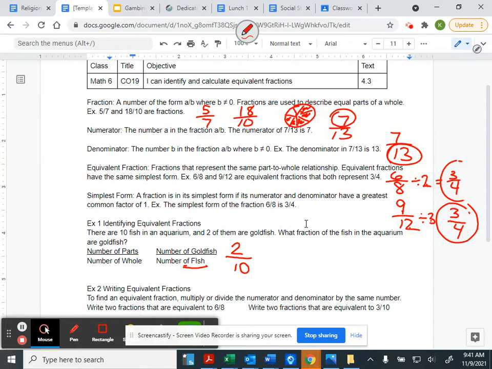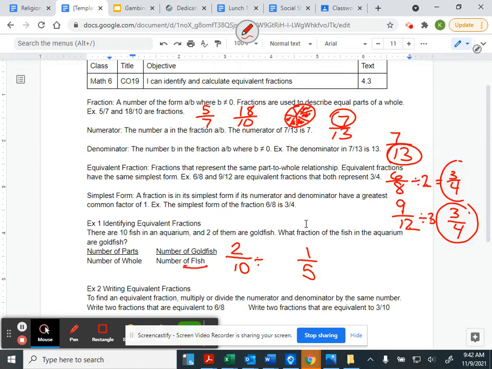So always remember, the numerator is how many you actually have, how many parts you actually have. Denominator is how many possible, how many fish were there altogether. So what would be an equivalent fraction to that 2/10? Can anybody tell me what an equivalent fraction to 2/10 might be? Penelope, 1/5. How did you get that? I divided 2 and 10 by 2.